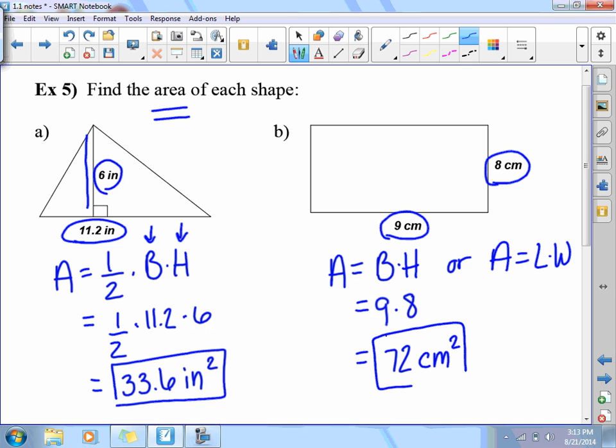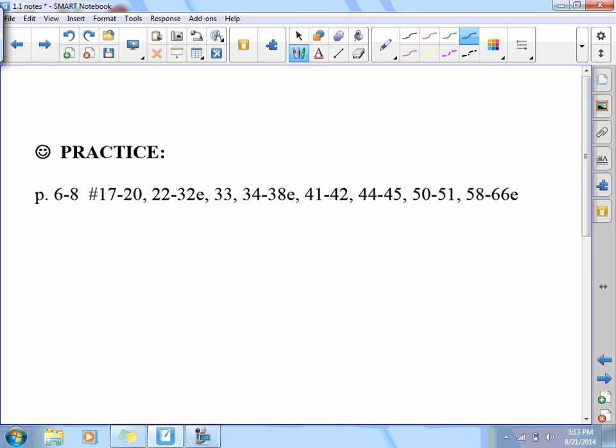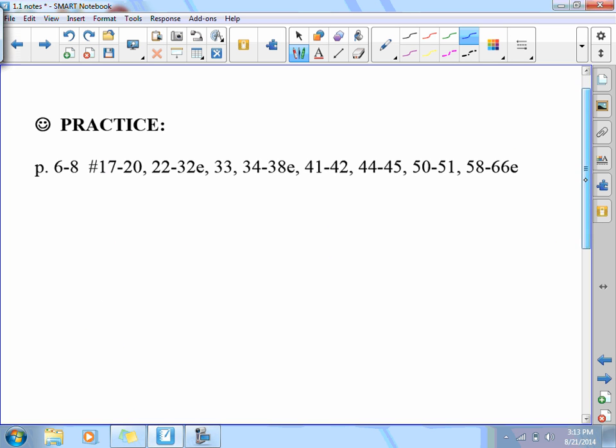And the last slide here has your homework or your practice problems. Remember that the E stands for even. So there are certain spots in your homework where you don't have to do all the problems, you only have to do the even ones. I know it looks like a lot, but it's not really that much. Don't be intimidated by it.